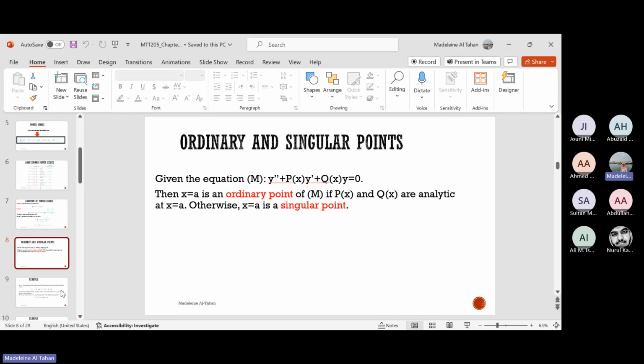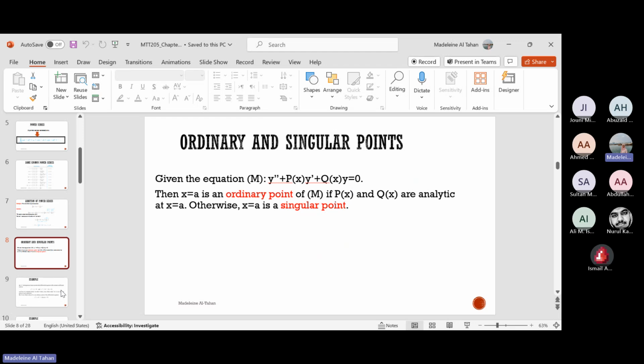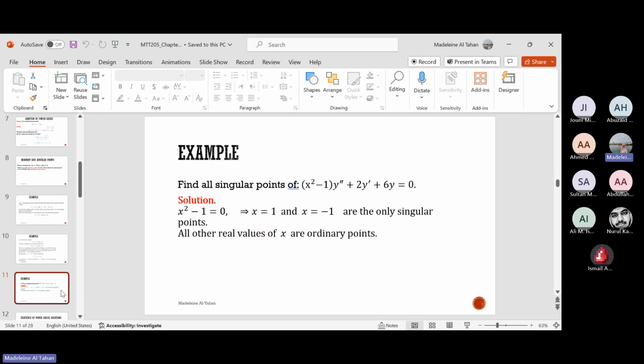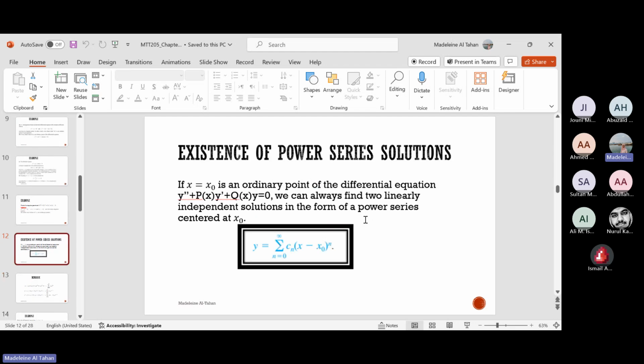Then we introduced what's meant by ordinary and singular points, and we said that we care about P of x and Q of x to be analytic at this point. It means that differentiable at this point and in a neighborhood of it. We gave also some examples. For example, if we have this one, when P is 2 over x squared minus 1, and Q is 6 over x squared minus 1. So our problem is when x squared minus 1 is equal to 0. So these will be the singular points when x equals plus or minus 1.